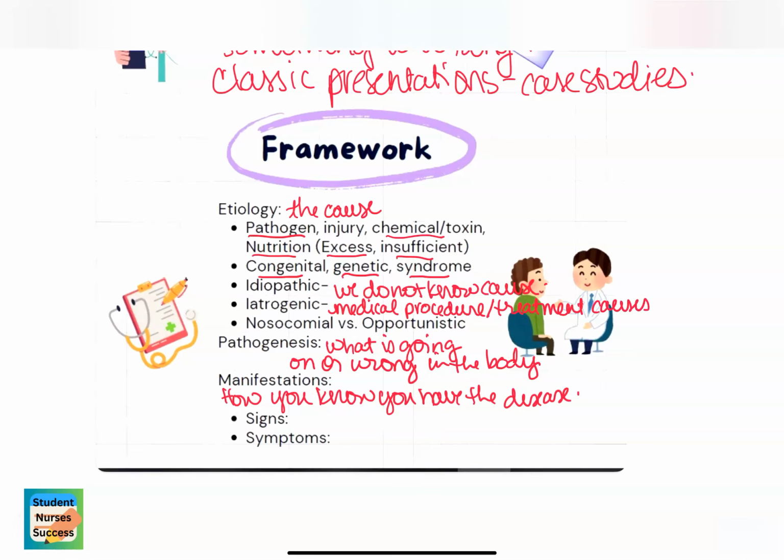For example, if we're going to insert a chest tube and we deflate the lung accidentally by puncturing it and the patient has a pneumothorax, that was an iatrogenic cause. We actually caused that to happen. We also know that with infections, they can be either nosocomial, meaning they're hospital acquired, or they can be opportunistic, which means that a weakened host is more susceptible.